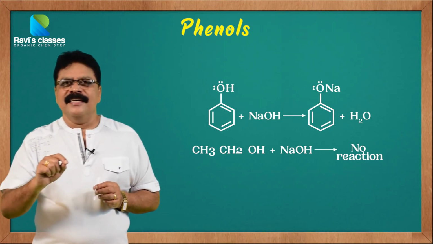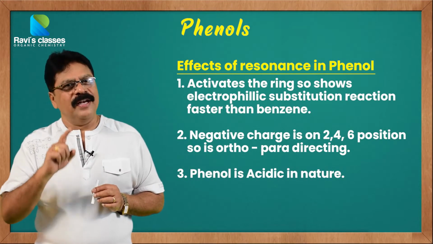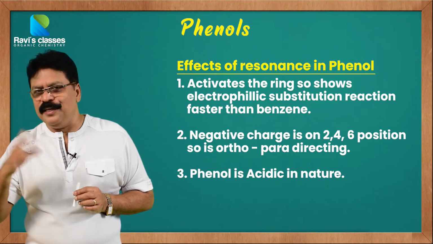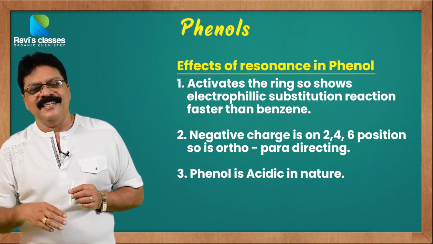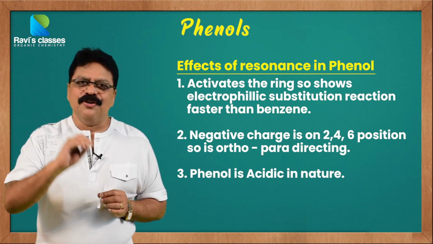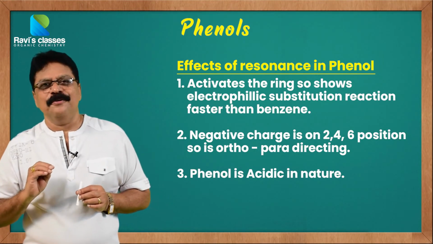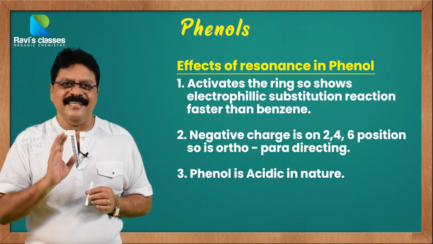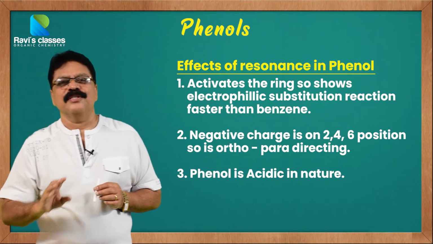So, the resonance causes 3 important changes in phenol. 1, electron density increases, therefore, electrophilic substitution reaction takes place very fast. It is considered to be numerically almost 7,000 times faster than in benzene. Second, the electrophile goes only to positions 2, 4, 6. So, it is an ortho-para directing group. The third most important feature is that phenol is acidic in nature because of the resonance. So, these are 3 important consequences of resonance on phenol.